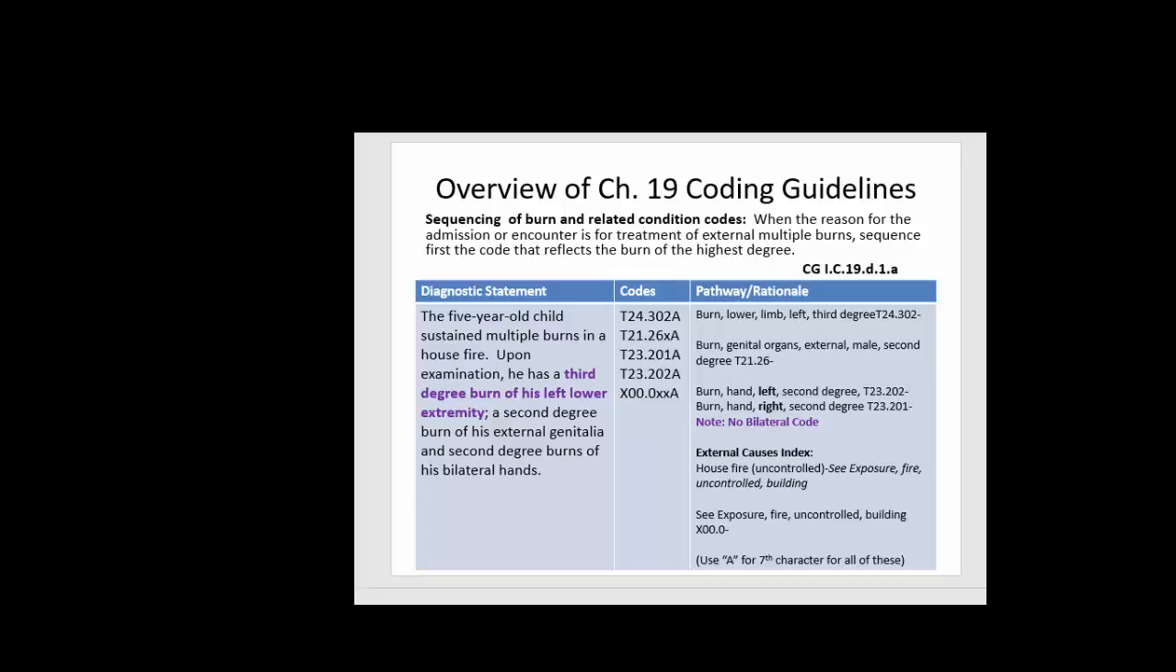So we code the child's burn of the left lower extremities, the third degree, goes first as the first listed or principal diagnosis. Because the next two codes are both second degree, there's no particular order. You could choose whichever one you wanted to choose to code in the second, third, and fourth positions. Note that on the burns of the hands, there is no character assignment for a bilateral code. So you're going to have to code both the left hand second degree burn and the right hand second degree burn. Then we're going to code their external causes, which in this case is a house fire. And all of these have the seventh character A for initial encounter.